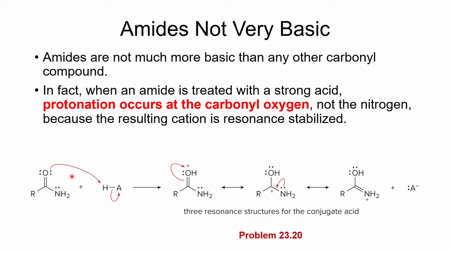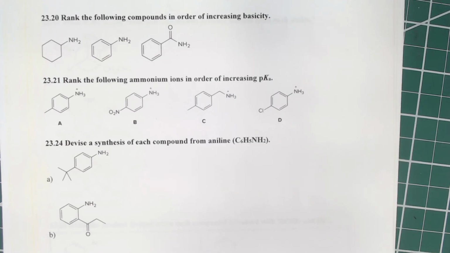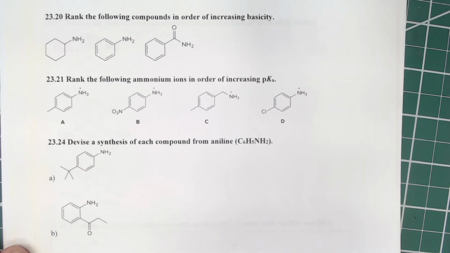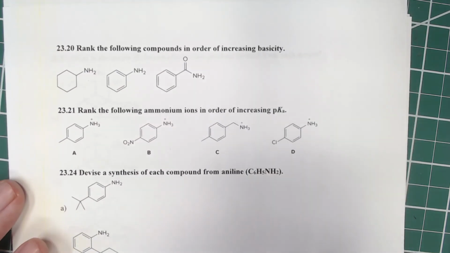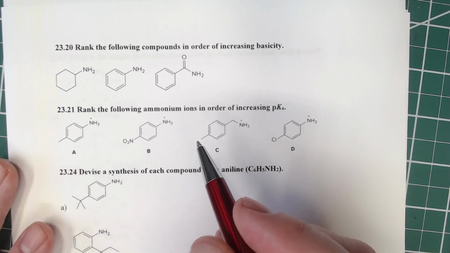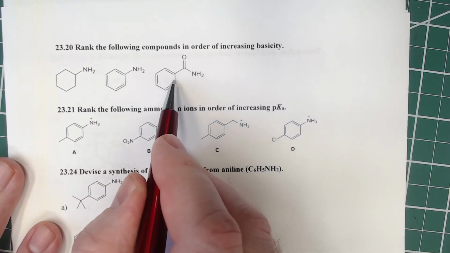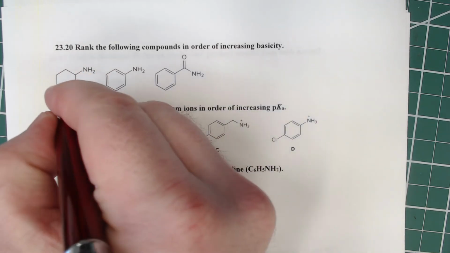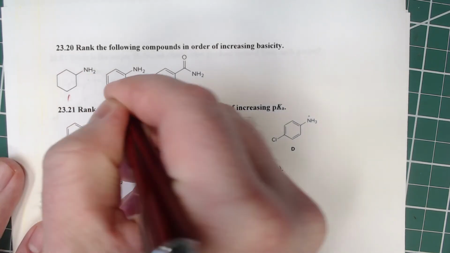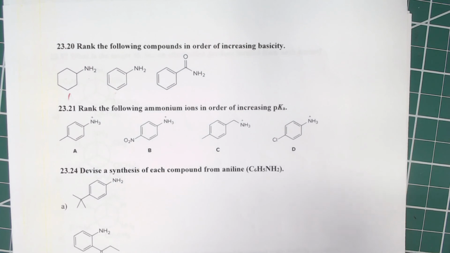So let's go to our in-class assignment. We're looking at number 20 here. This first one is a pretty easy one. So we want to compare, we'll start here. Actually, we'll start on these. I'm going to call this A, B. All right, hold on a second.